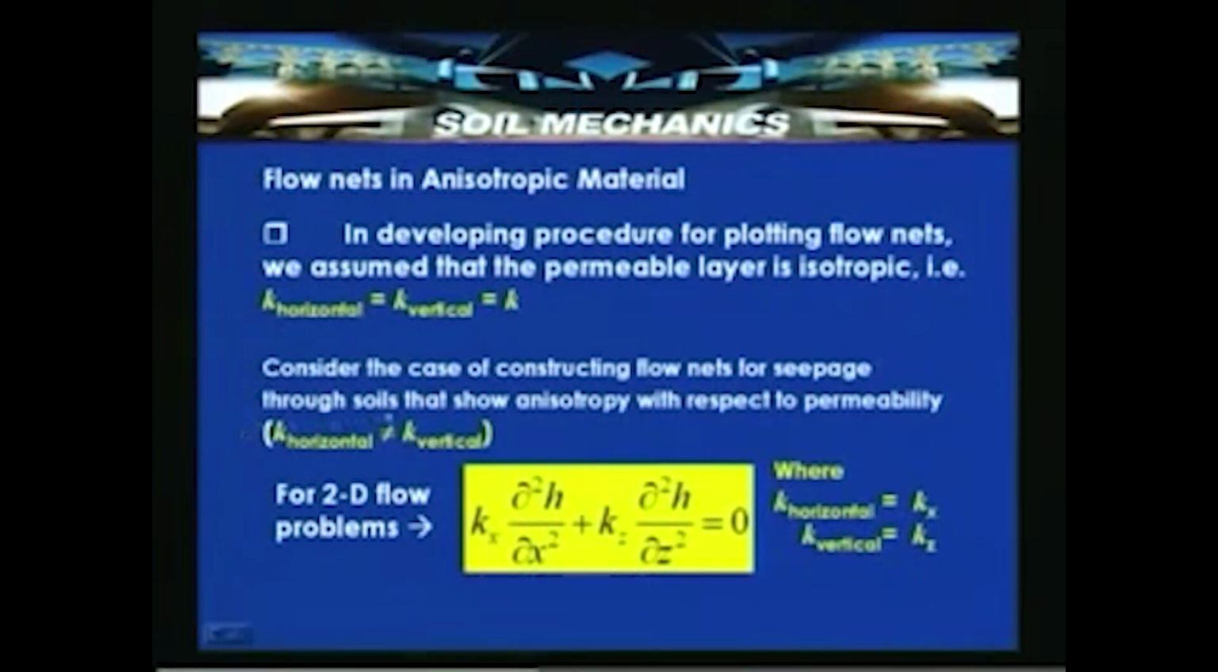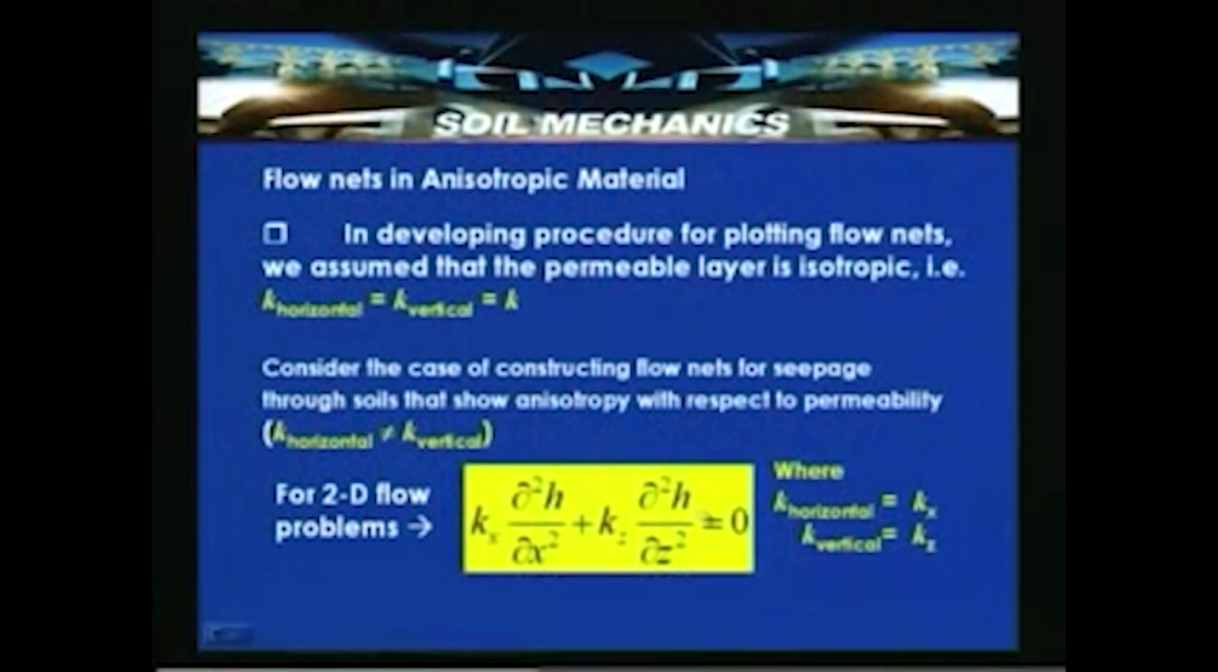Consider the case of constructing flow nets for seepage through soils that show anisotropy with respect to permeability. Anisotropy with respect to permeability means that K horizontal is not equal to K vertical. So in that case, what should we do and how do we construct the flow nets?